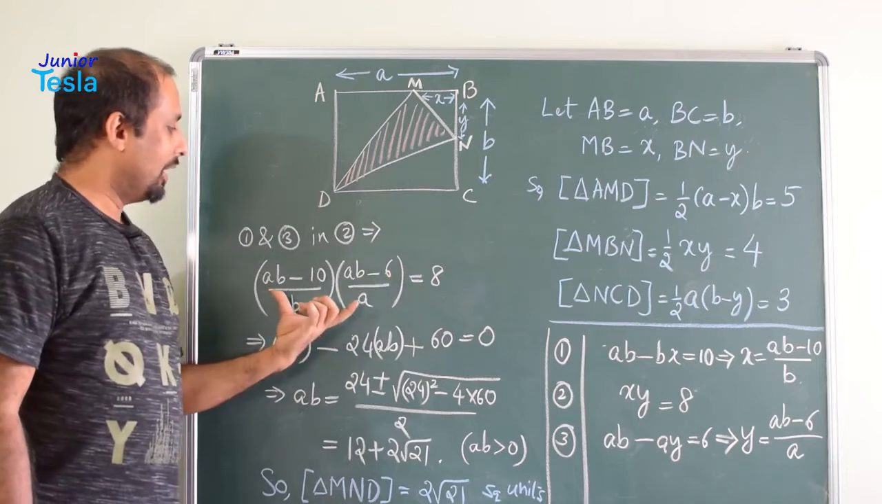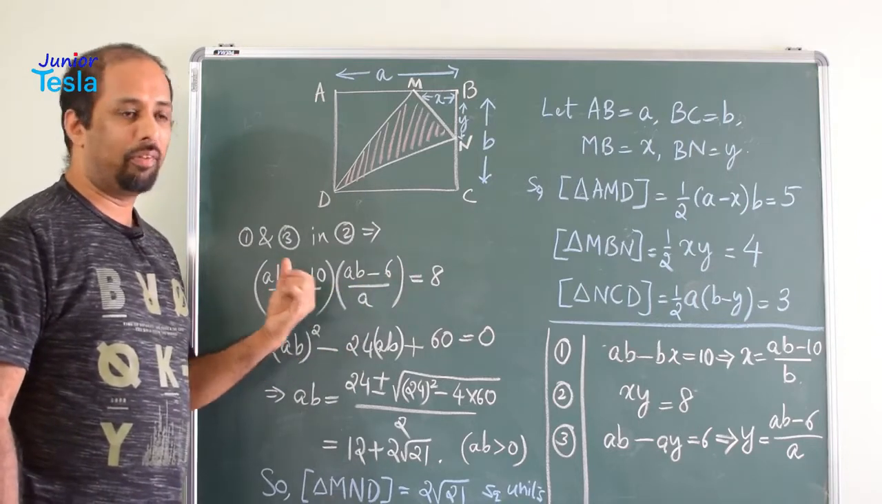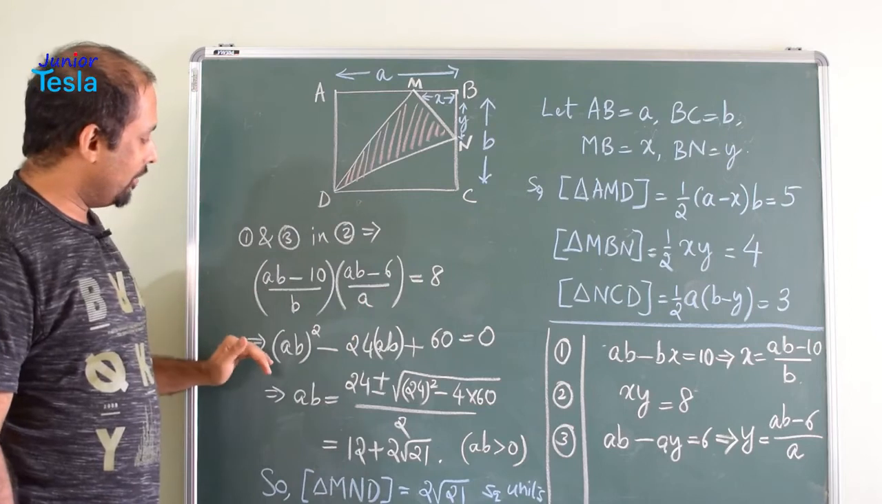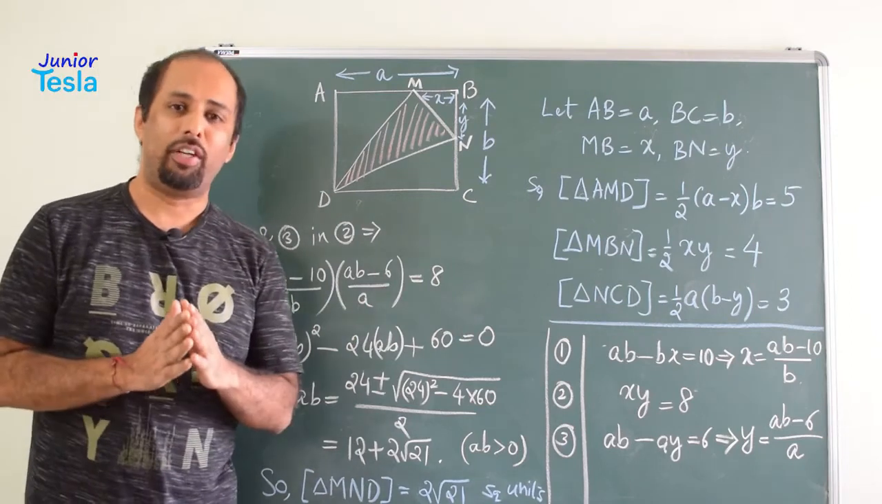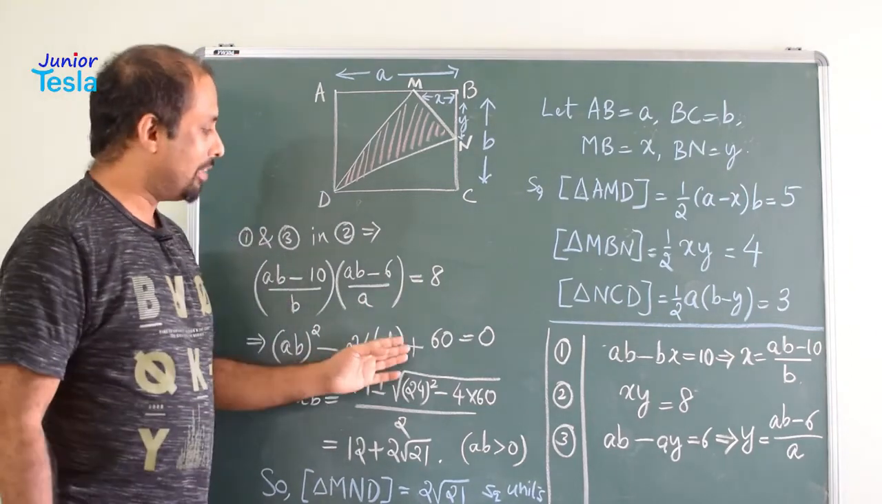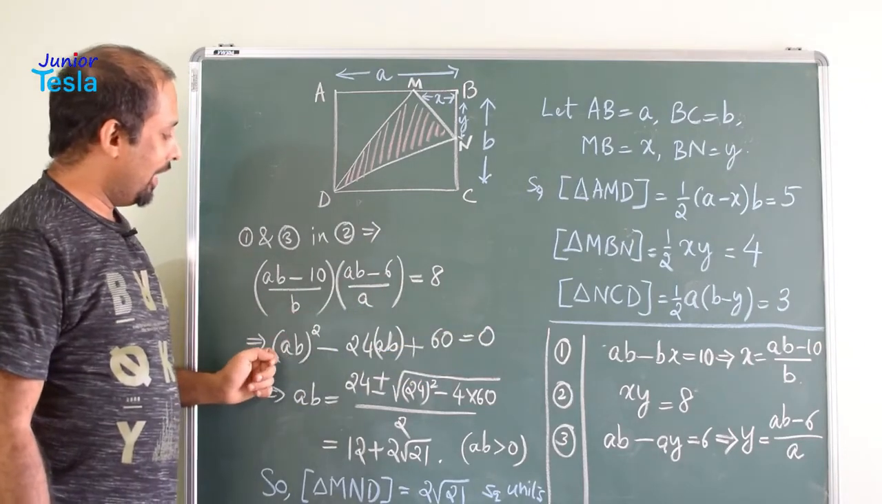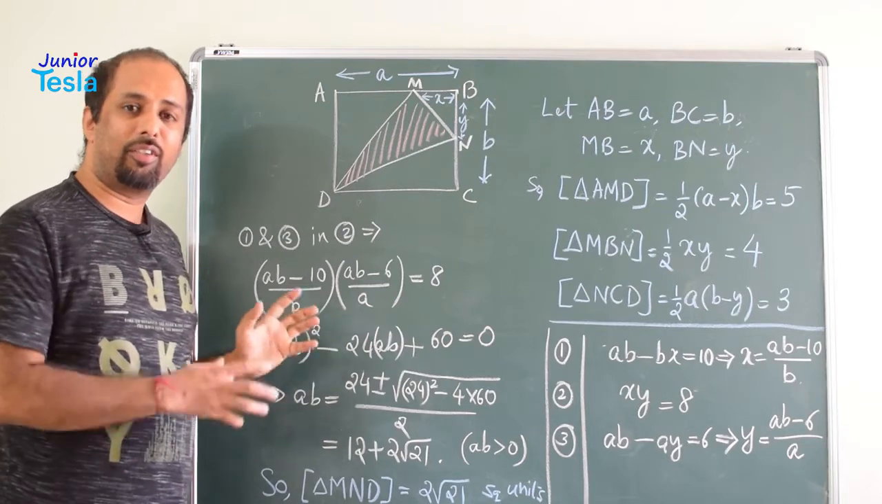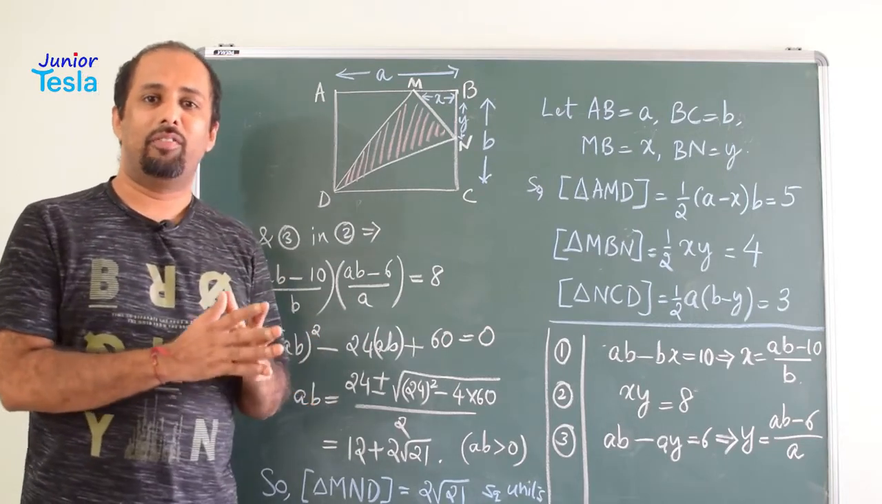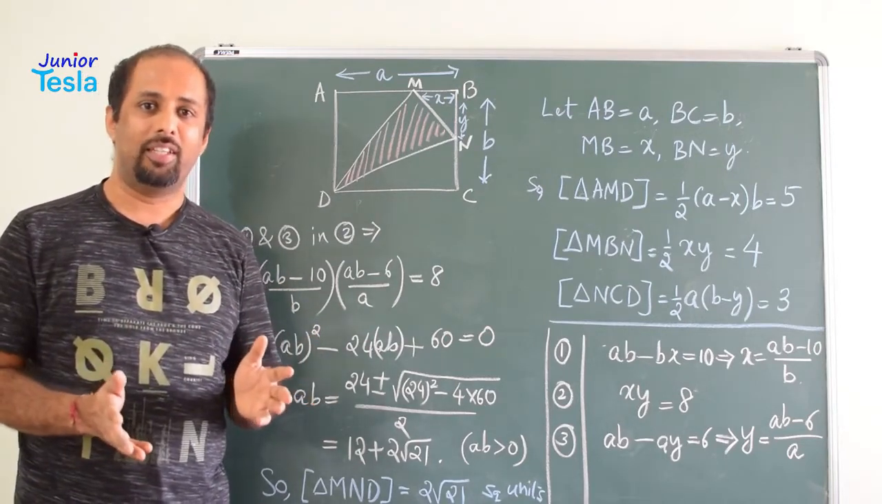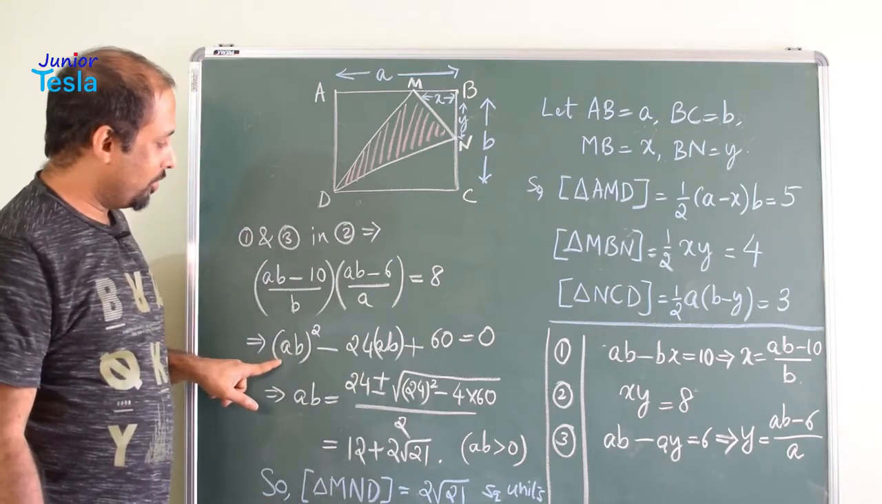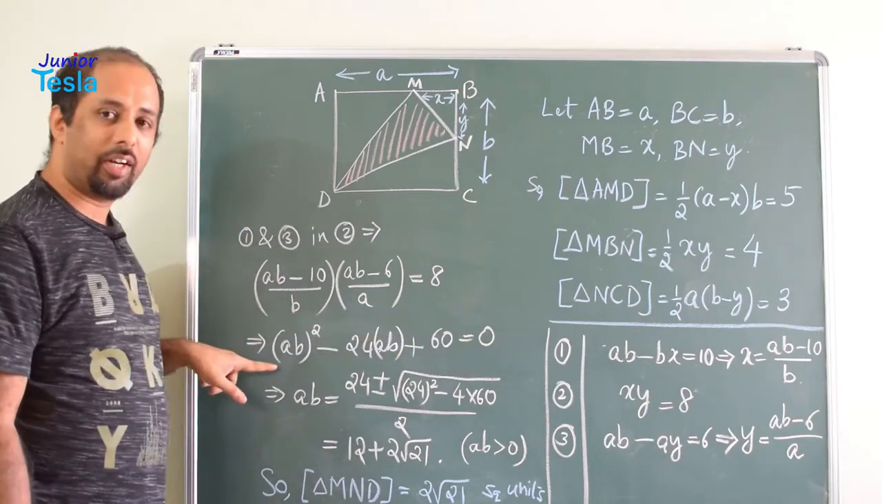So now this expression can be simplified. When you simplify it, you will get (AB) whole square minus 24AB plus 60 equal to 0. This is simple algebra, but the speciality here is that it is actually a quadratic equation with AB as the unknown, right? So AB is the unknown here, and this entire expression is in the form of a quadratic equation.